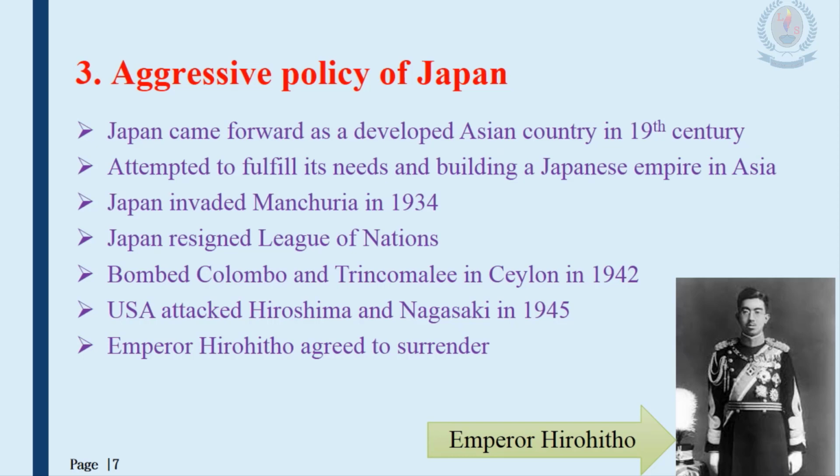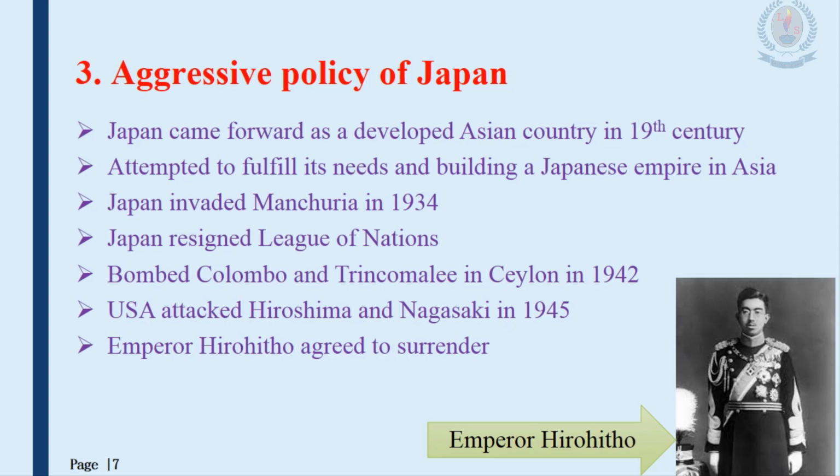In 1934, Japan invaded Manchuria in northern China and captured it. And it resigned from the League of Nations. Then Japan captured several harbors and cities of China. And it was just like the behavior of Hitler and Mussolini in Europe. And this behavior of Japan affected the Asian region. Japan was a developed country in the Asian region. They wanted to control Asia.